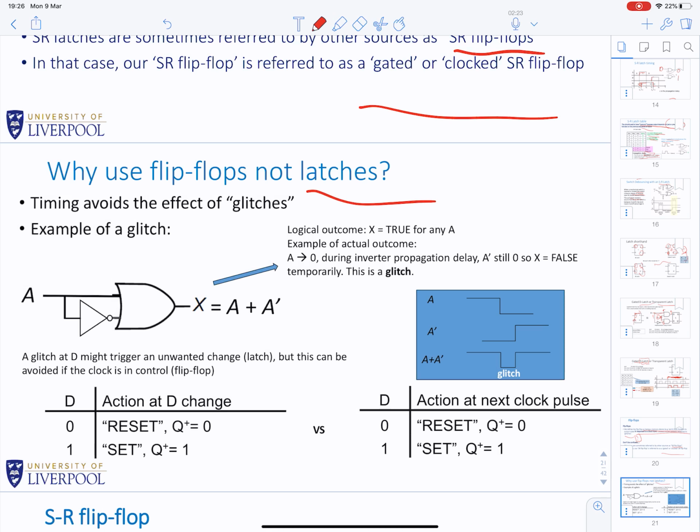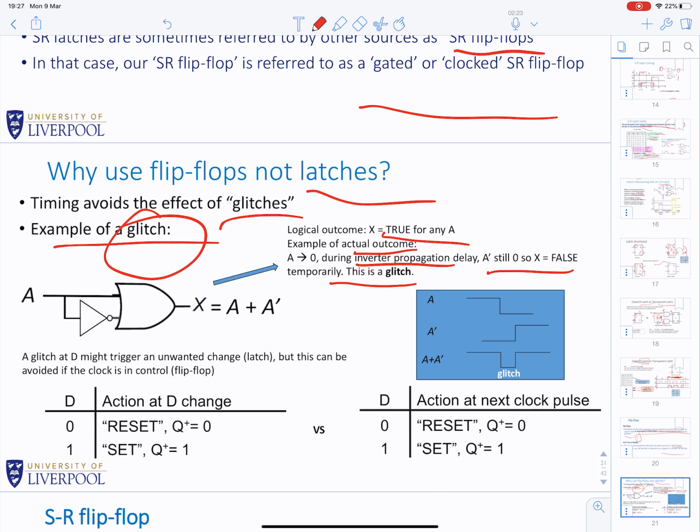Sometimes there are glitches. For example, a glitch like this: x is equal to a plus a bar. But the logic comes out true for any a. The outcome: a is equal to 0 during the inverter, a bar is still 0, so x equals 0. Temporarily, there's a glitch. A glitch at D, my trigger will unexpectedly change.